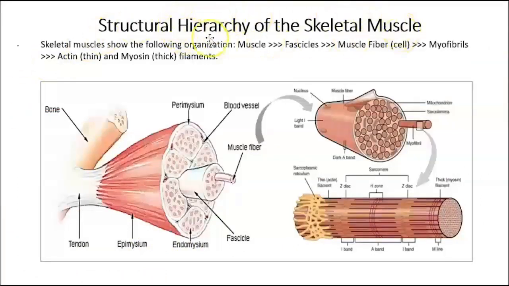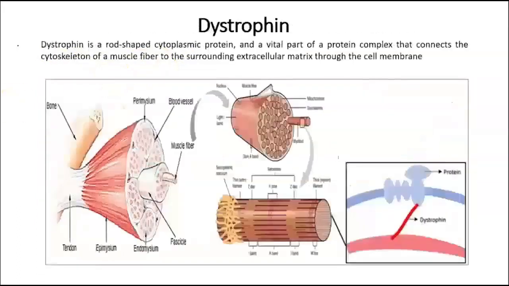Structure of a skeletal muscle. What is a muscle made of? Fascicles. What is a fascicle made of? Muscle fibers. What's a muscle fiber made of? Myofibrils. What is a myofibril made of? Myofilaments. Which ones are the myofilaments? Thin and thick. What is another name for thick and thin? Actin and myosin. The thin and the thick filaments are made of proteins. We also have this other protein called dystrophin. The thin and the thick filaments are the ones that are going to perform the movement.